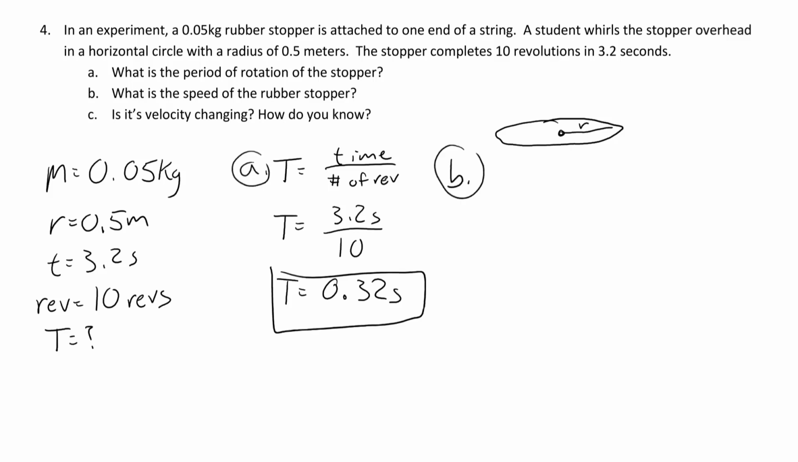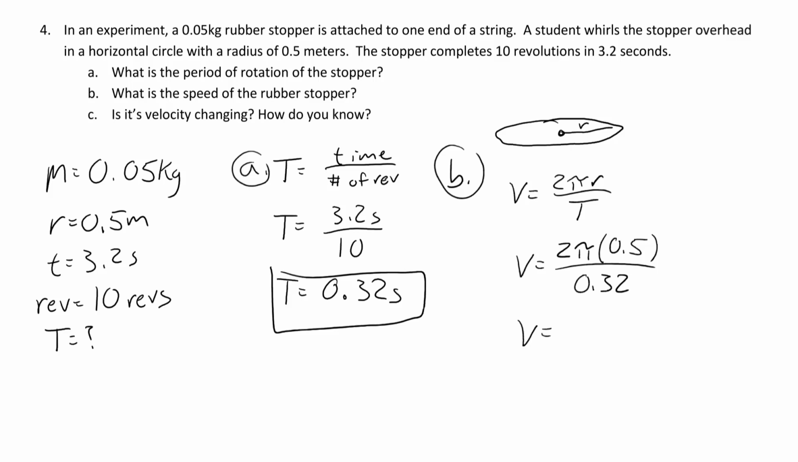Part B says what is the speed of the rubber stopper? We want to use that equation, 2 pi r over the period. That's the distance divided by the time. That's going to give you your velocity. The magnitude of the velocity is the speed. So 2 pi r, the radius is 0.5 meters, and the period we found, it's 0.32 seconds. So the velocity is about 9.8 meters per second.